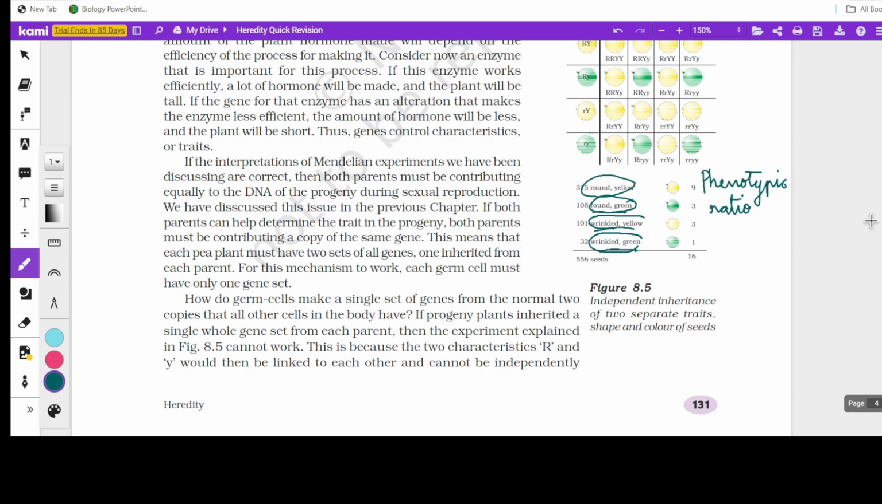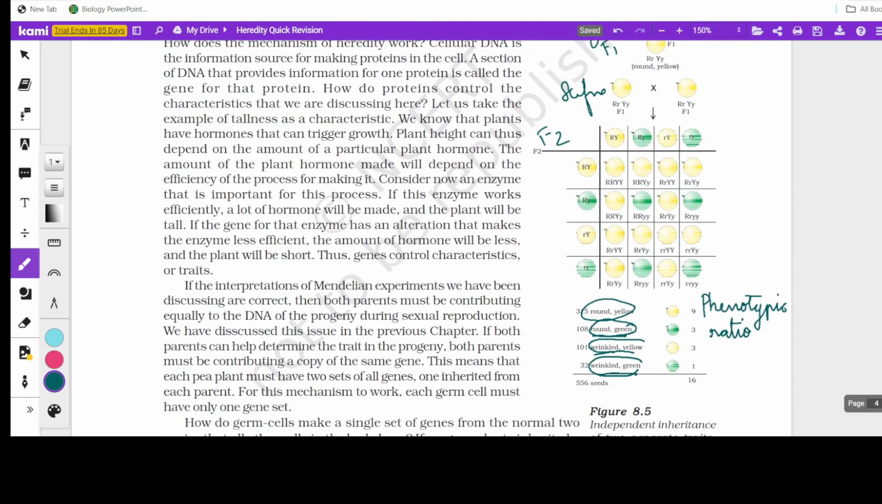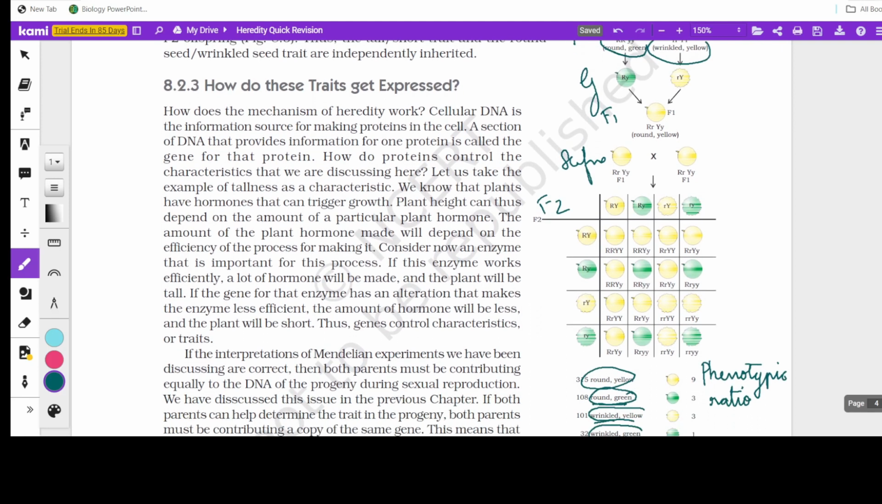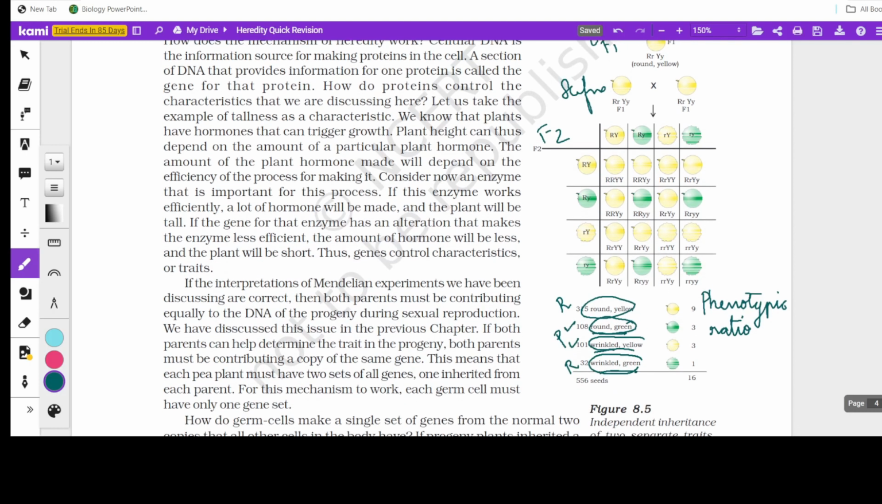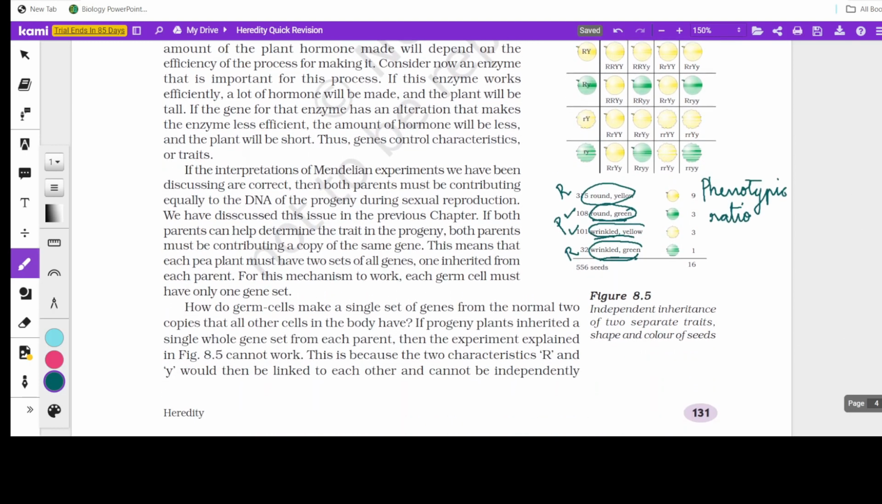You have two new combinations here. So what were the parental combinations? Round green and wrinkled yellow were the parental combinations, and round yellow and wrinkled green are the new combinations which you have got during the dihybrid cross. Okay, F2 generation of dihybrid cross.